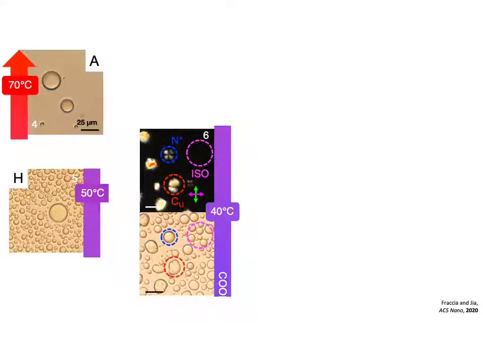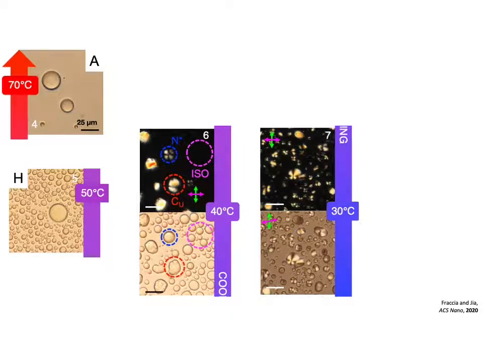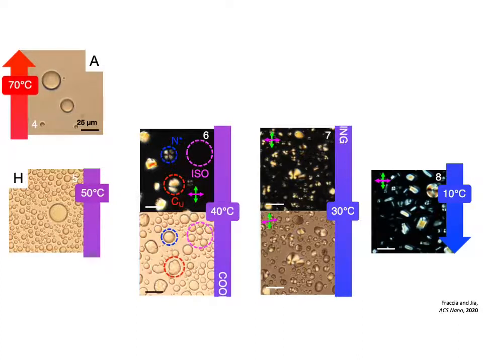Upon decrease to 40 degrees, we noticed that the liquid crystal coacervates started to reappear, and they were coexisting with the non-liquid crystal coacervates seen here. And so here in blue, it's one type of liquid crystal, the nematic phase, and in red, it's another type of liquid crystal, the columnar phase. Upon further decreases in temperature, we see more and more appearance of these liquid crystal coacervate structures. And finally, decreasing the temperature down to 10 degrees, we actually see a majority of these structures being liquid crystal coacervate structures.